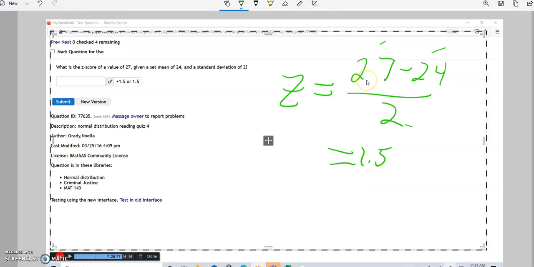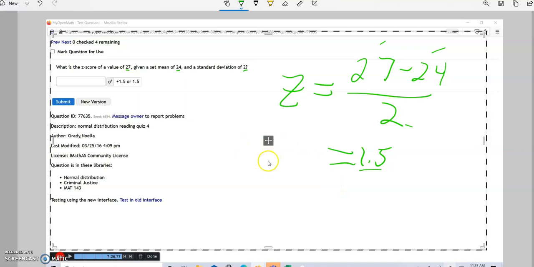Let's just say these are test scores. What is the probability, if I have all these test scores, that the mean is 24 and the standard deviation is 2? How many standard deviations away from the mean is 27, is what they're asking. That's what Z is: how many standard deviations a particular test score is away from the mean, either higher or lower. Since 27 is higher than 24, we're going to get a positive Z-score. So the score of 27 is 1.5 standard deviations higher than the mean.